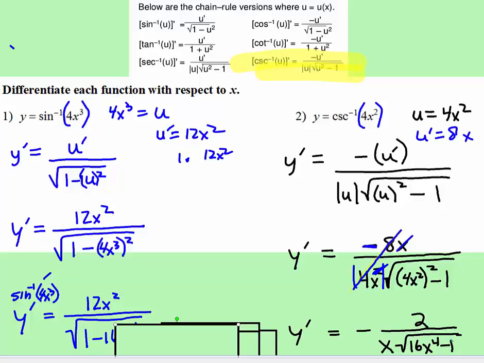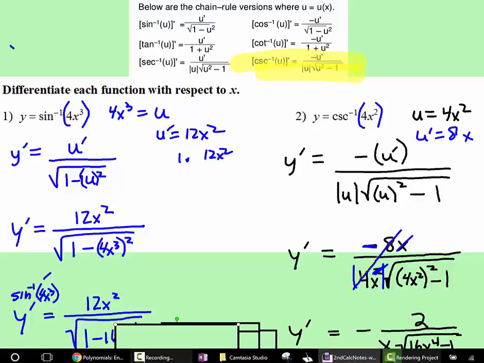Yeah, pretty easy. And then you could rewrite it in this notation up here. And that's it for inverse sine and inverse cosecant.